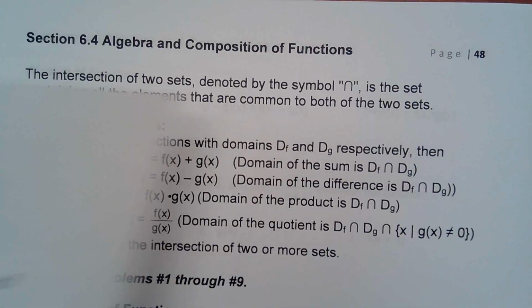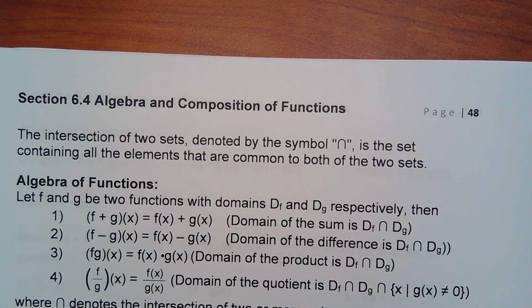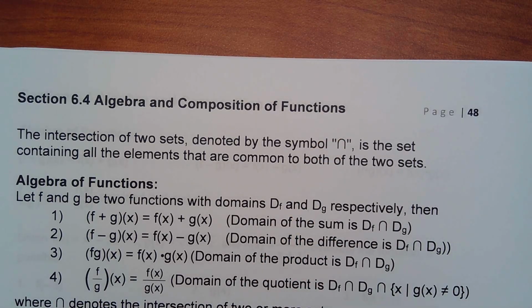So in our workbook, we're going to turn to page 48, and we need to make a quick definition first. The intersection of two sets, denoted by the symbol of an upside down U, is the set containing all the elements that are in common to both of the two sets. So you think of the intersection of two roads. They're the part of the roads that the two streets have in common.